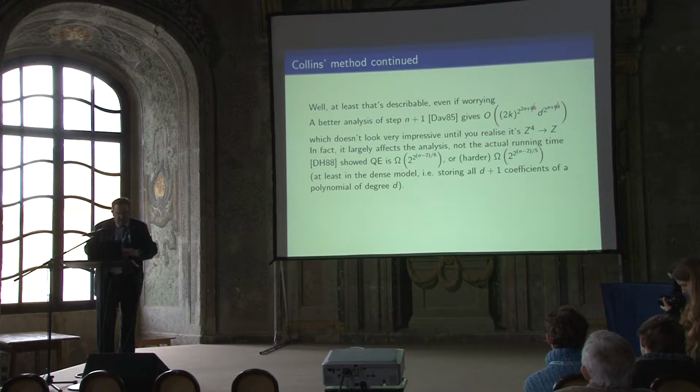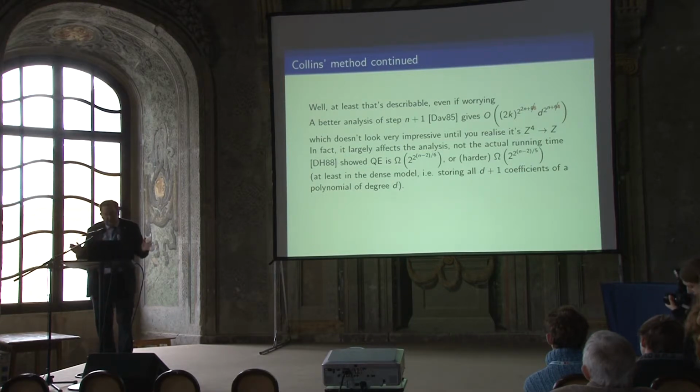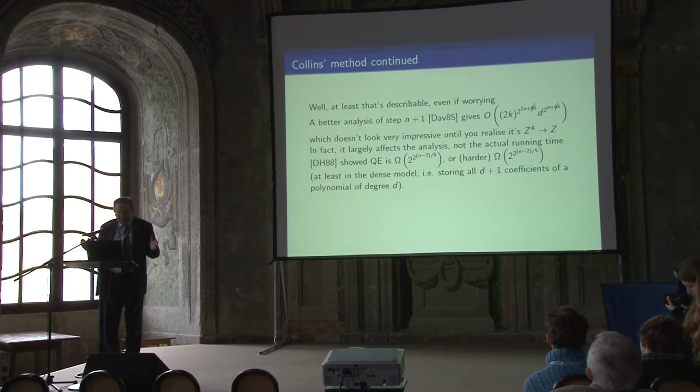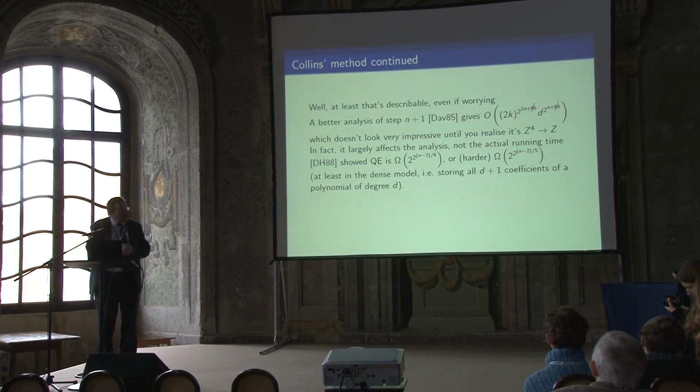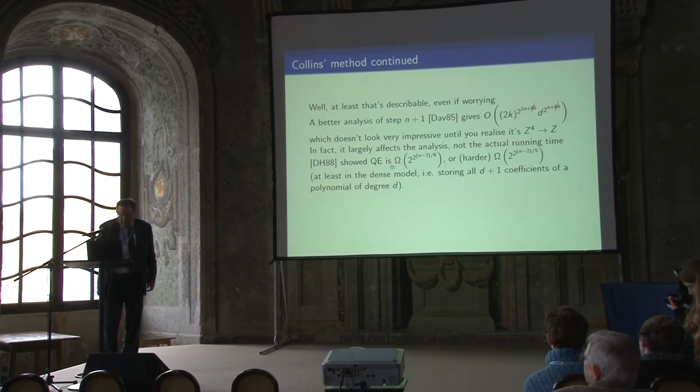And this is in the dense model of polynomials, where a polynomial of degree d has d plus 1 coefficients. And that's perhaps artificial, because that's not how algebra systems actually store polynomials. I can write down the polynomial x to the million minus 1, and I don't store 999,999 zeros. So this complexity result is perhaps not quite what we'd want to say.